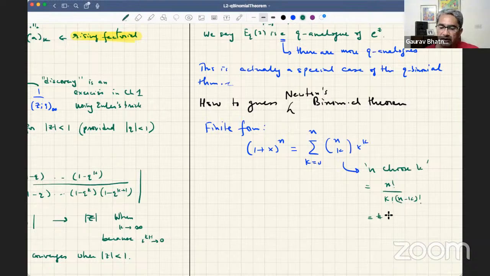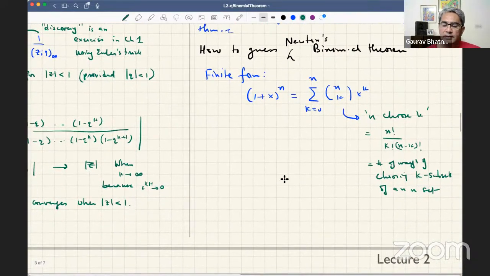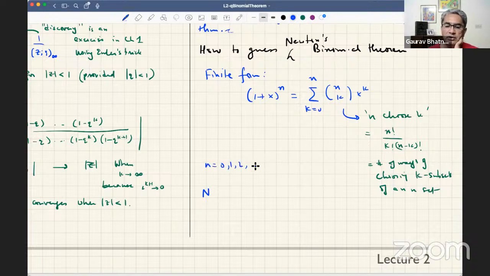It's the number of ways of choosing k objects, k-subsets, of an n-set. Right, and we want to generalize this. So what did Newton do? So this is okay for n equal to 0, 1, 2, 3. This was known for centuries before Newton.